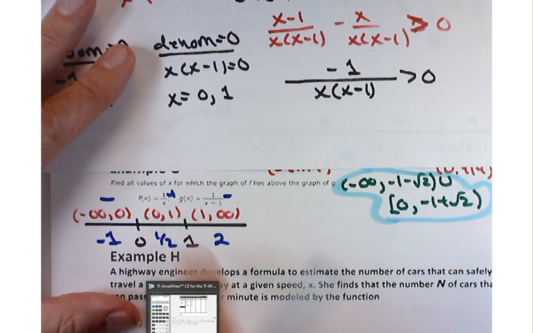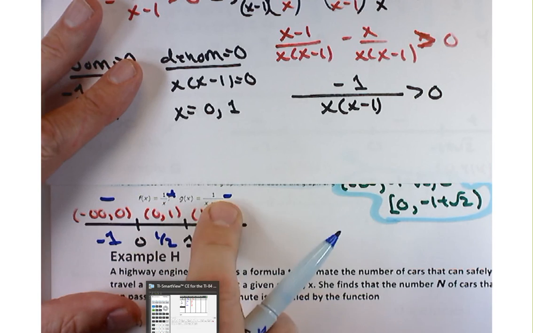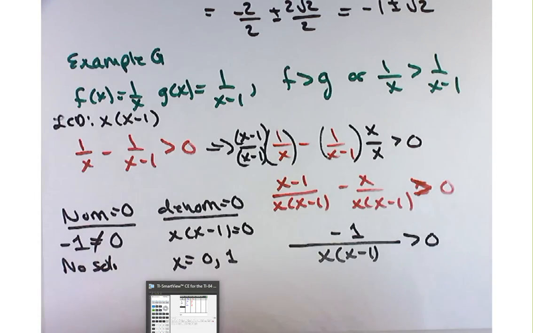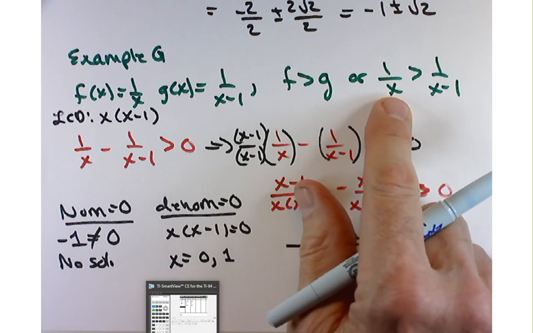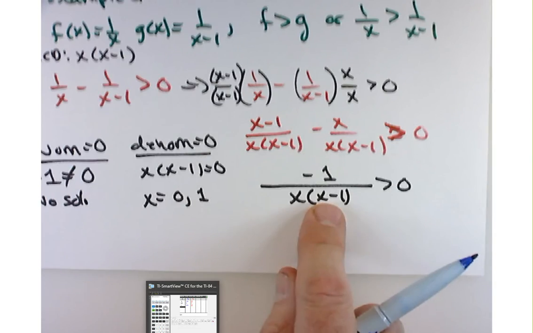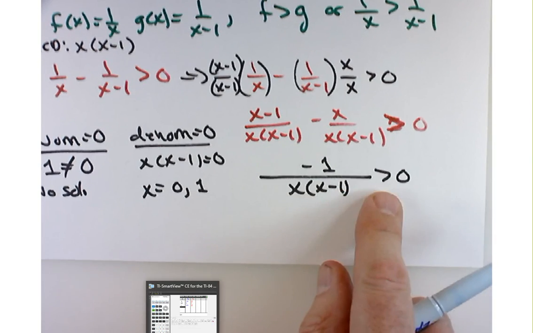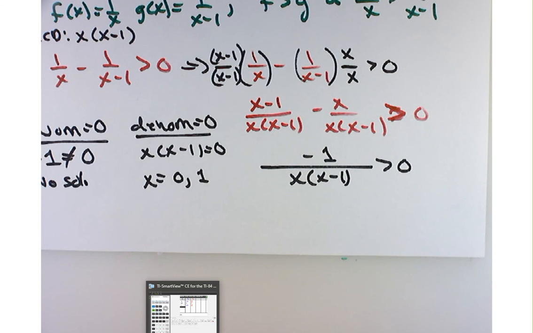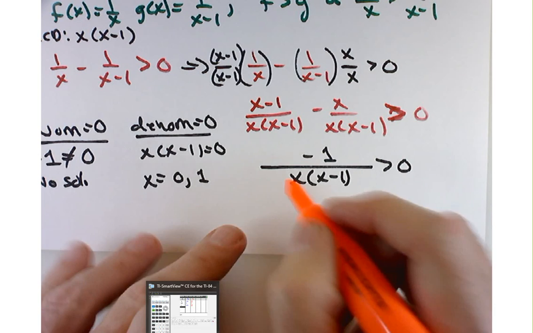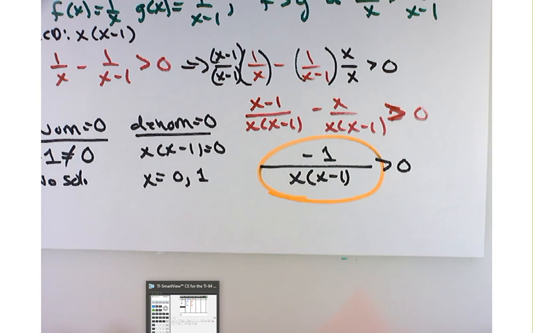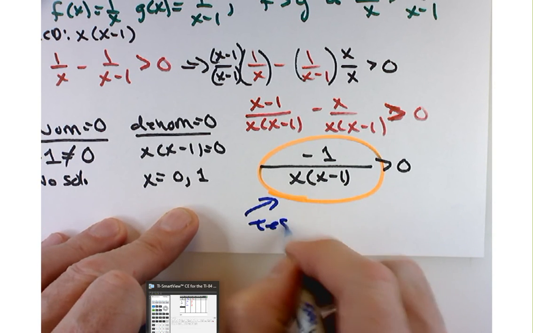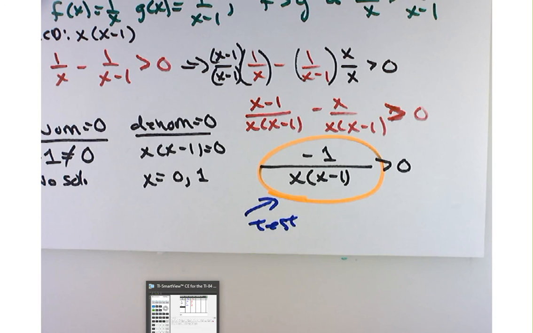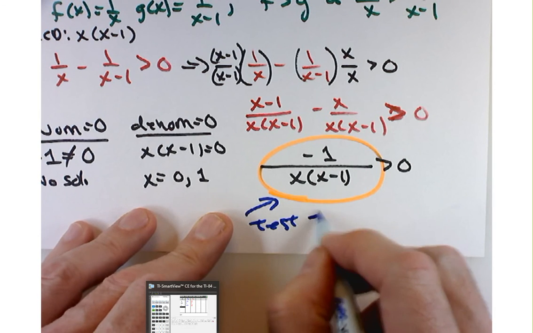I wanted to know where f of x was greater than g of x. That turned into this, which turned into this. So I want to know where that's greater than 0. This is what we tested. So do I want the positive interval or the negative intervals? Positive. Hey, thanks, Jesse. Test this expression.